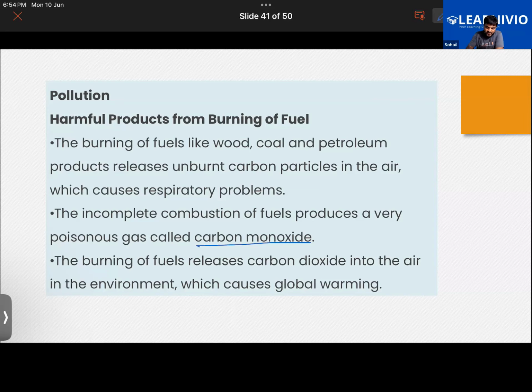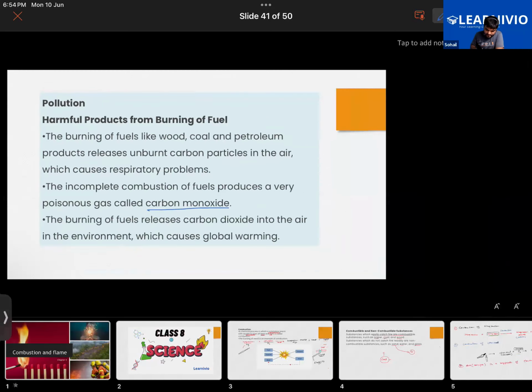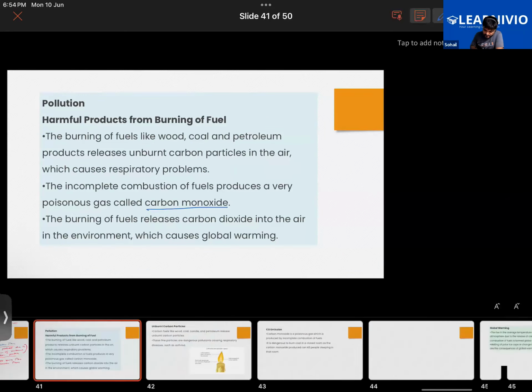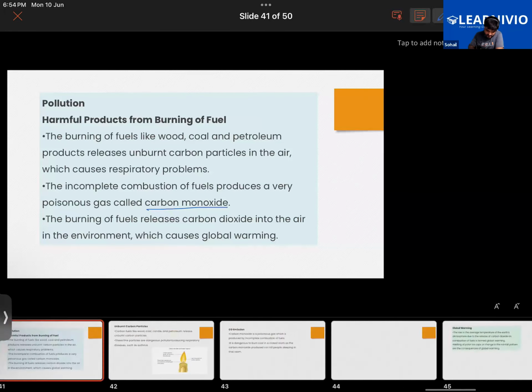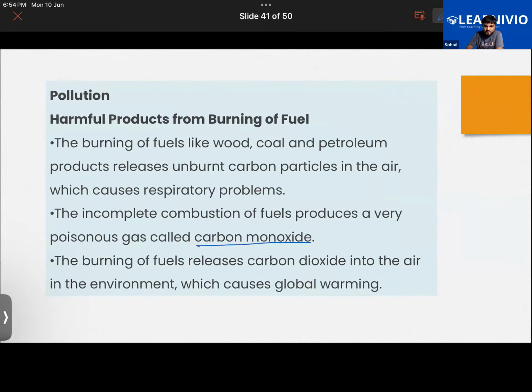How does global warming happen? Can anyone explain to me? Because of carbon dioxide. When there's less trees, there will also be more carbon dioxide in the air, so it will cause the earth to warm up. Yeah.